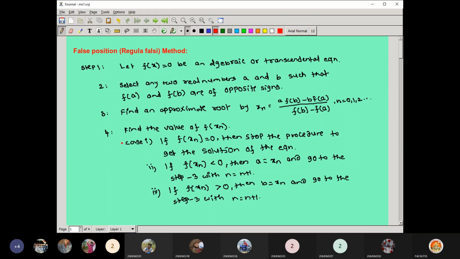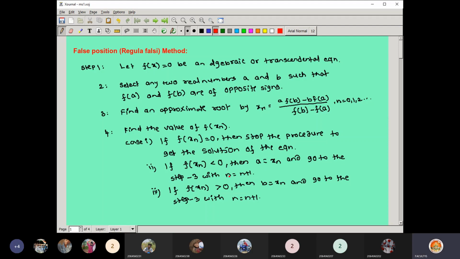Step number 4: after getting the approximate root, find the value of f of xn. That means you substitute the approximate root in the given function. Case 1: if f of xn equal to 0, that is, on substituting you got 0, then stop the procedure to get the solution of the equation.